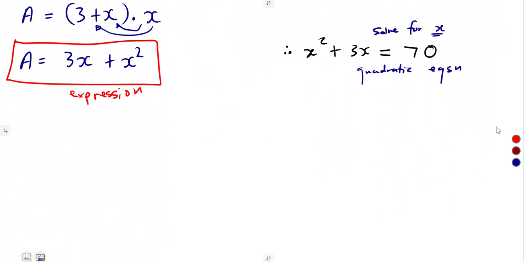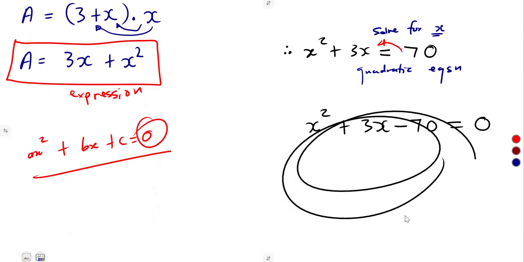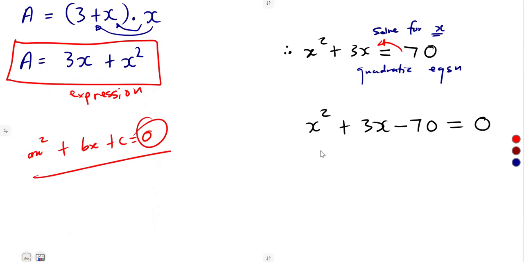Remember the format of the quadratic equation: ax squared plus bx plus c must be equal to 0. One side must be equal to 0. So get rid of that. Take it to the other side of the equation so that we remain with a 0 there. So x squared plus 3x, the 70 is going to change to a negative. So that's equal to 0. Solve using your factorization method.